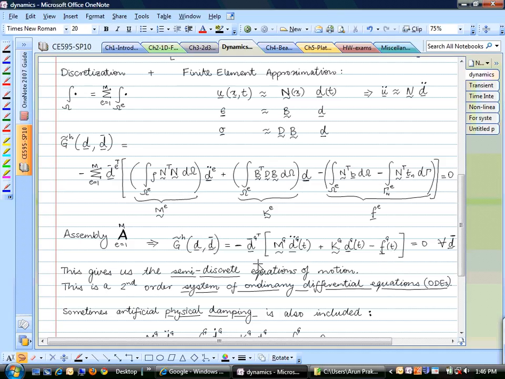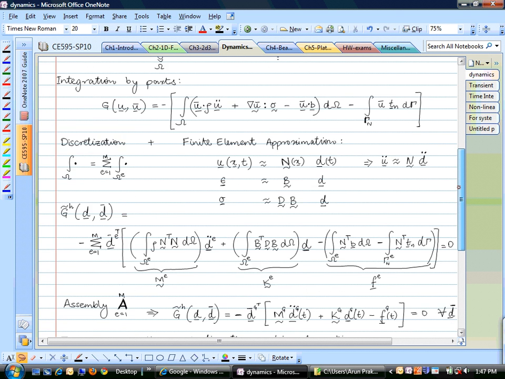Now this formulation is also called a semi-discrete formulation. The reason is that what we have done till now is discretized our problem in space with finite elements. We still have a continuous problem in time. So it is semi-discrete. It is not fully discrete. Another point to note here is that this is a system of second order ordinary differential equations.